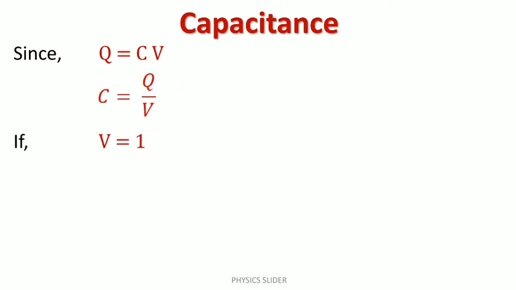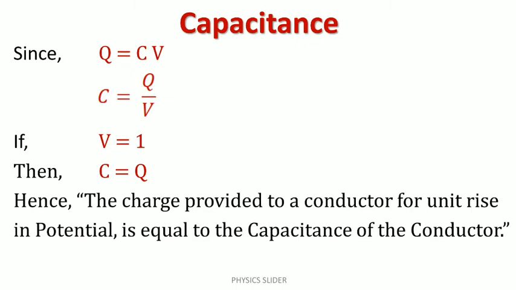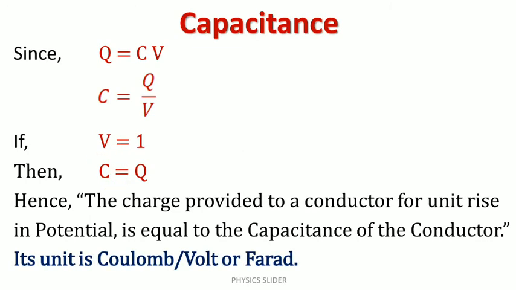So, if V is equal to 1, then C is equal to Q. Now we will read this to make the definition. The charge provided to a conductor for unit rise in potential is equal to the capacitance of the conductor. Watch here. The charge provided for the unit rise in potential is equal to the capacitance. Its unit is coulomb per volt or farad.